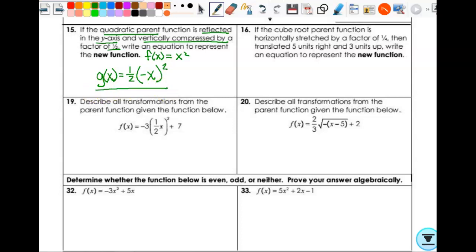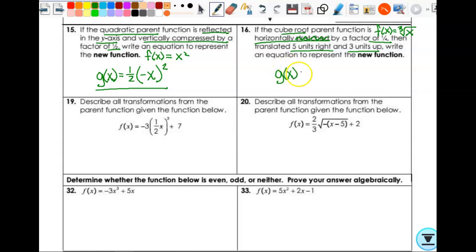Okay. Then we have the cube root parent function, f of x equals the cube root of x. Okay, it is, so I have that, horizontally stretched by a factor of 1/4. Okay, I messed up on this. You cannot horizontally stretch by 1/4. That is a compression. I missed that and I meant to fix it and I didn't. So if you say stretched, it has to be a stretch. So this would have to be more than 1. If you say compression, this has to be less than 1. This should say compressed. So it's horizontally compressed by a factor of 1/4. Then translated 5 units right and 3 units up. We're going to write the equation of the new function.